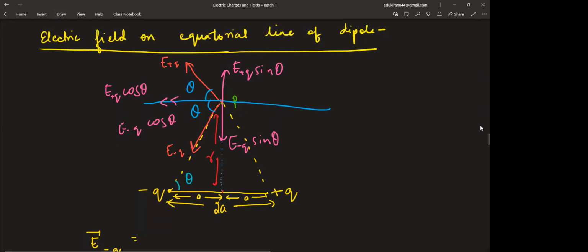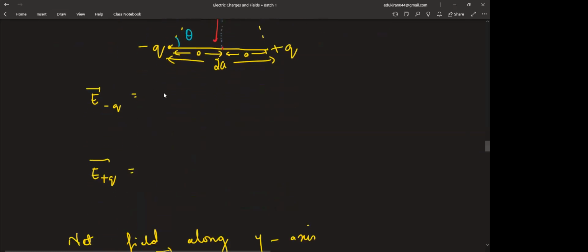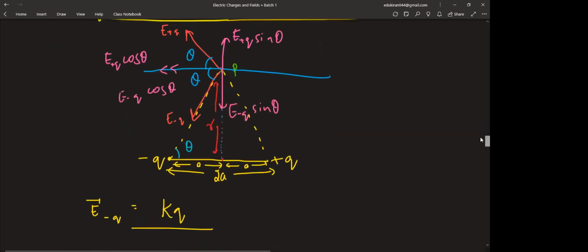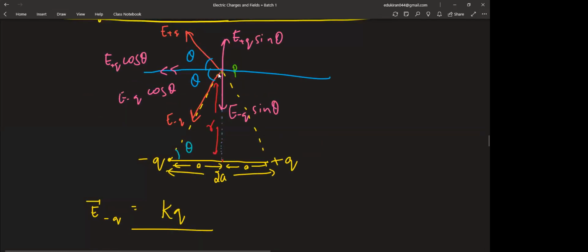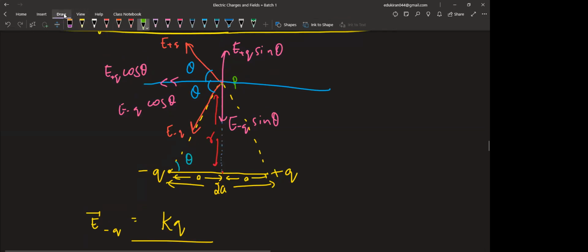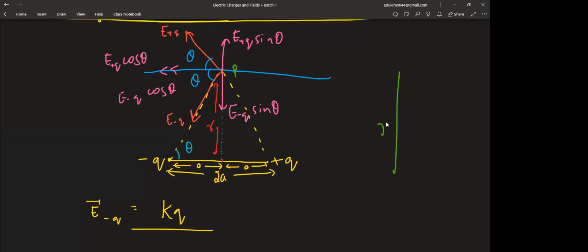When we'll be writing the values, this is K, Q divided by. Now let us look at the separation. What is this separation? This is R. Look. This is R. This is A. So when we are calculating, this will be under root R square plus A square using the Pythagoras theorem. So that is our separation which is required.